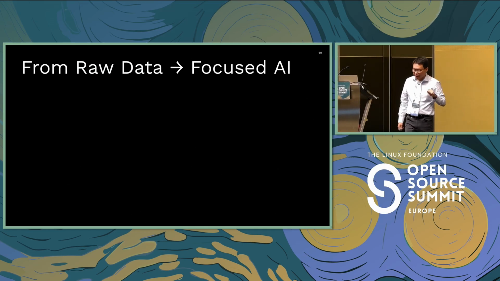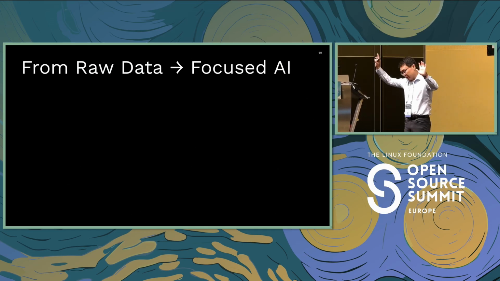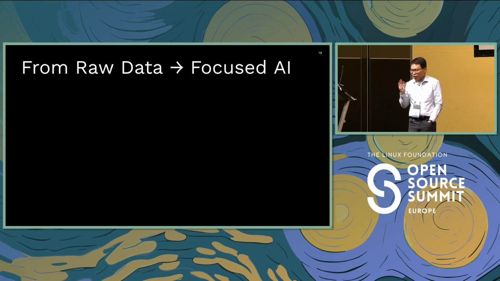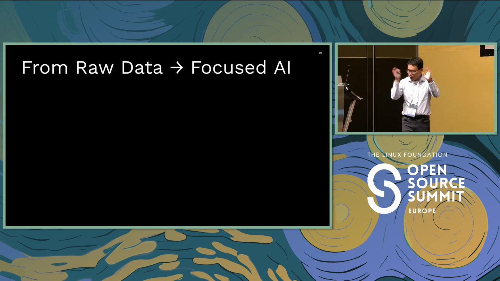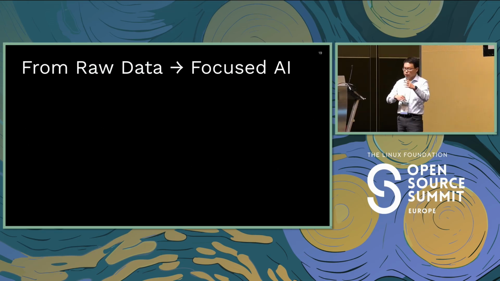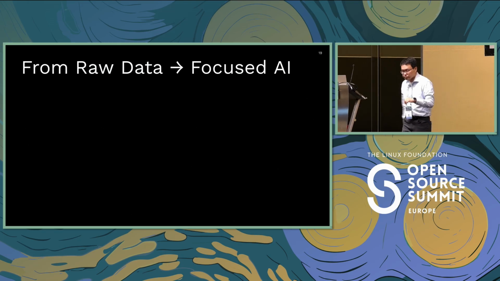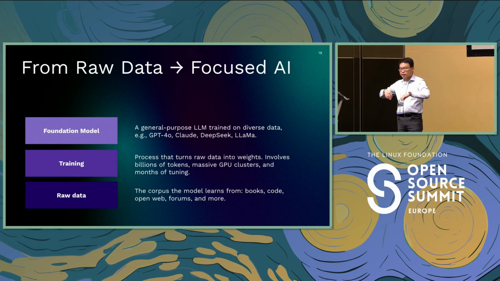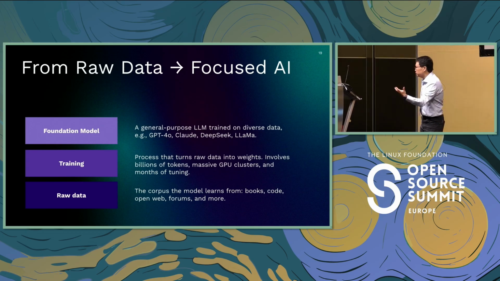So how do you actually build an AI? This is obviously like 25 talks in one, but I'll distill it to one slide here. The way AI generally works at a very high level is you start with all this raw data, right? This could be books, it could be code, it's stuff on the internet. Then you go through a process of training, and that process takes all this data and converts it into tokens, and from tokens you convert them into weights, with massive GPU clusters, and this takes lots of systems engineering. It takes hundreds of millions of dollars in GPU time, and lots of computer scientists and months of tuning. Once you have the training, you create a foundation model. This is a general purpose LLM like GPT-4o or Claude, DeepSeek, Meta has Llama, right? So you have these foundation models.